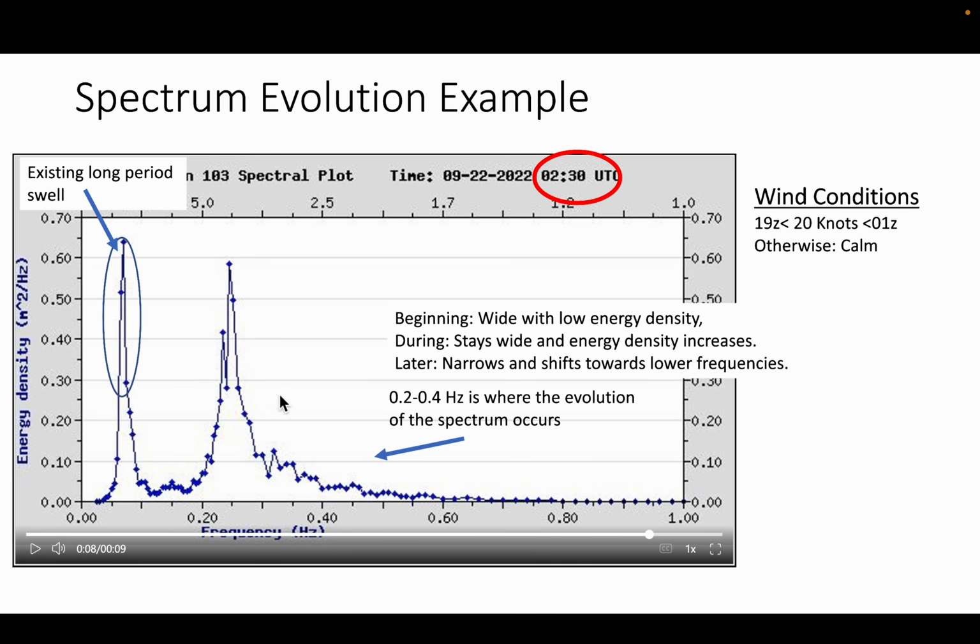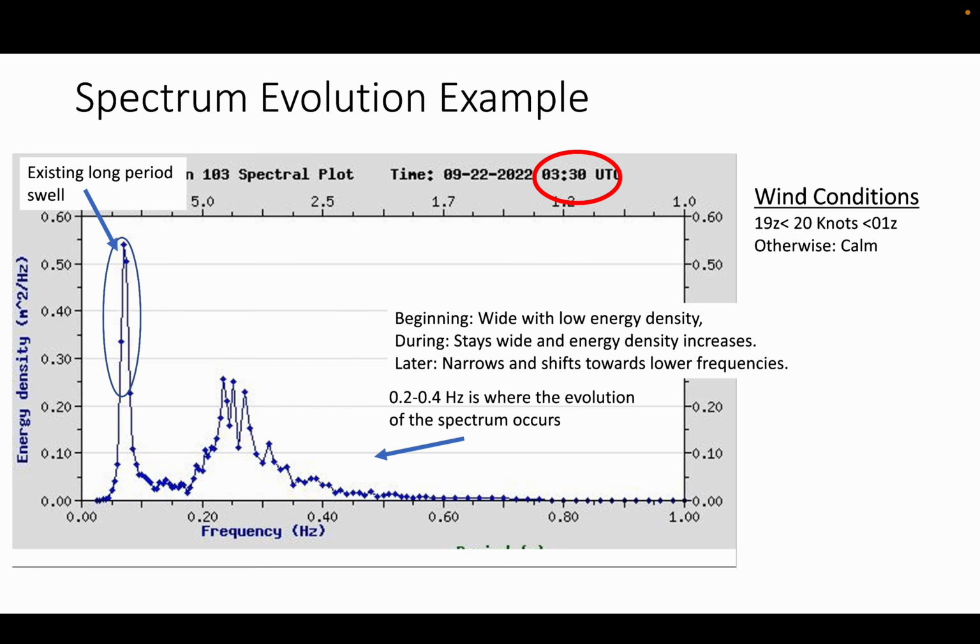And then later at night, after the wind's blown for a while, we really see the focus of energy on this 4 second range. Even a little higher, it's trying to grow. All right, and then now we're back at the beginning. Here were the wind conditions actually. 19Z to 01Z, we had 20 knots of wind, and then outside of those times, the wind was calm. Next slide.